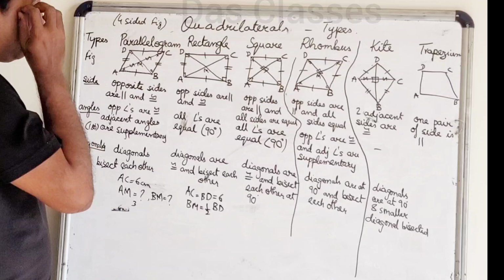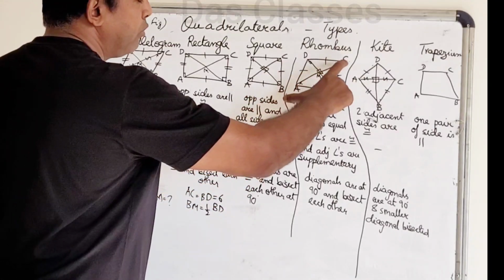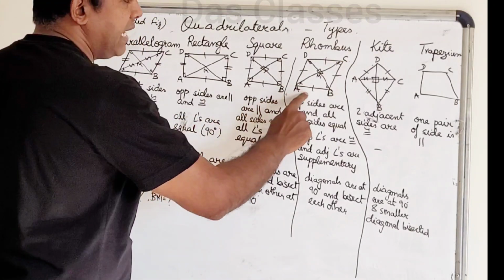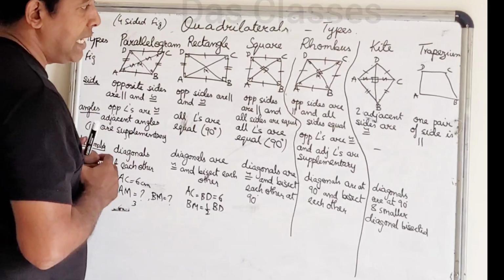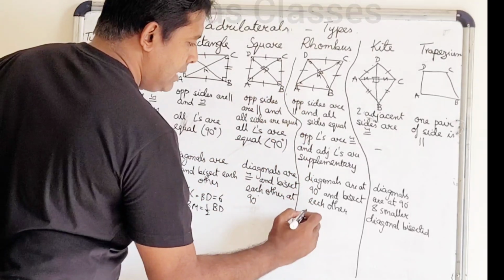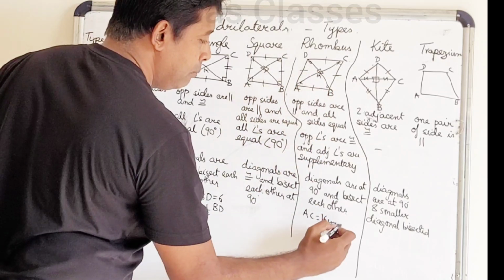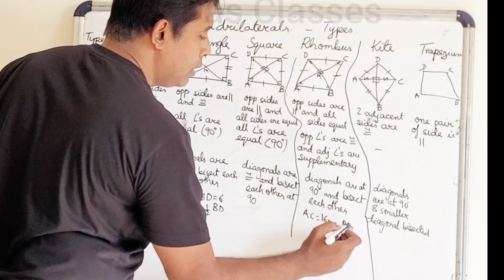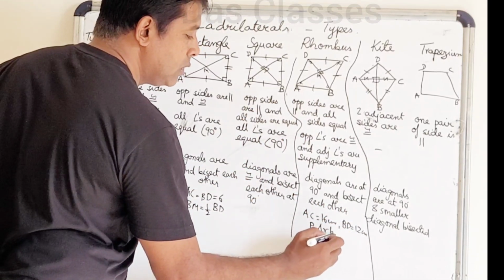Now, in the case of rhombus, their favorite question: they give you the full length of both the diagonals and then ask you to find one of the sides, or the perimeter of the rhombus. Let's take an example. Suppose I say AC is equal to 16 centimeter and BD is equal to 12 centimeter, and I ask you the perimeter of the rhombus.